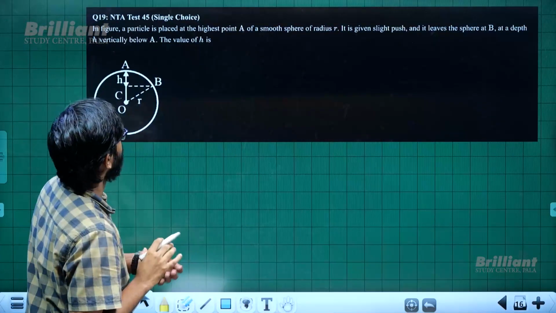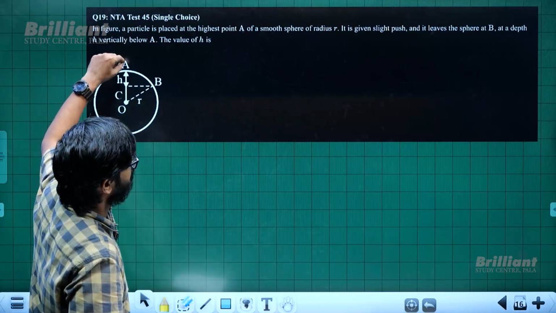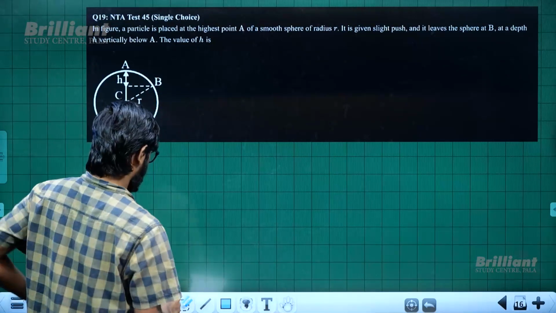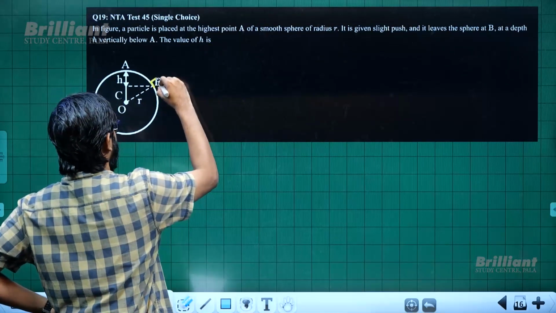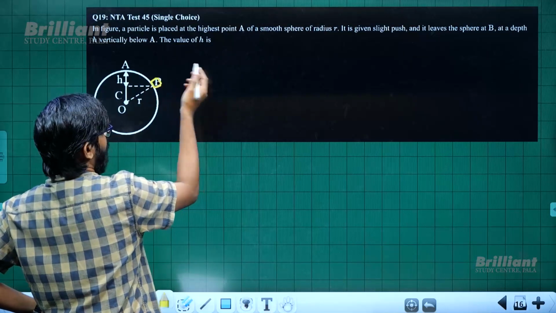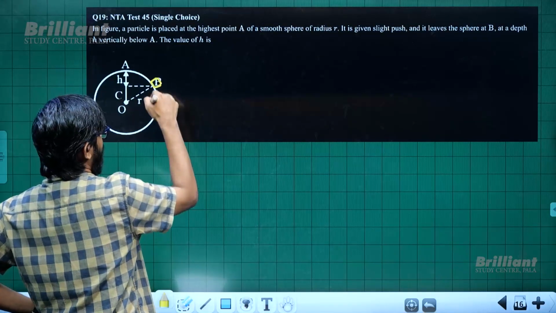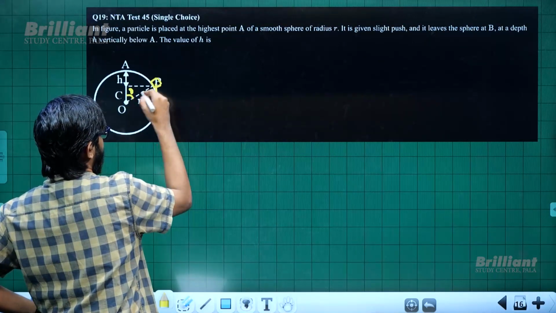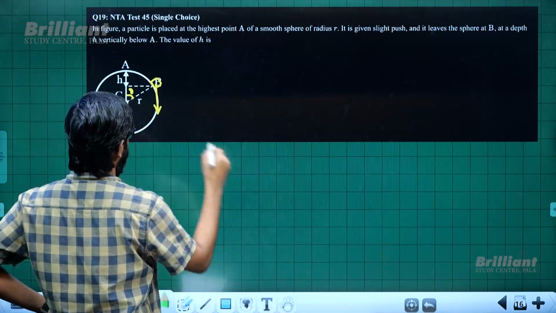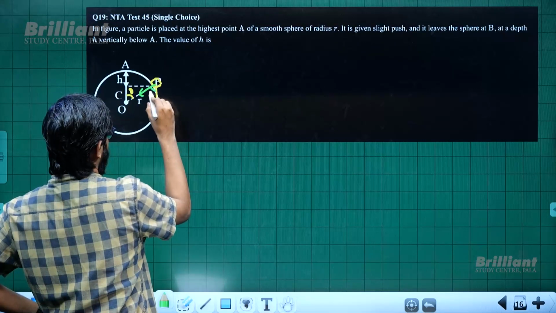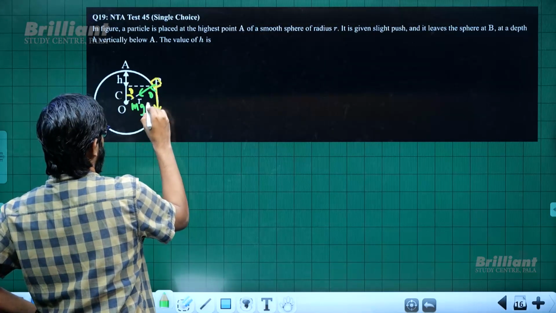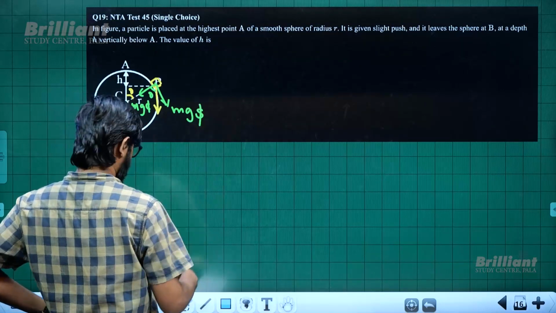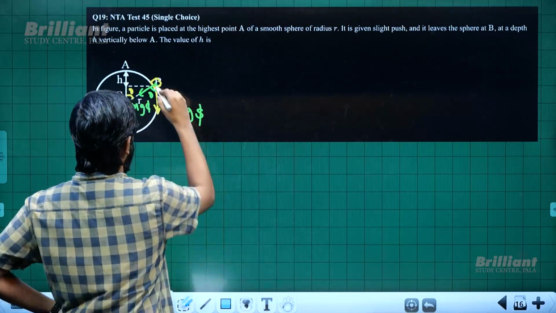In the figure, a particle is placed at the highest point on a smooth sphere of radius r. It is given a slight push, then it leaves the sphere at B. So what does it mean by leaving the sphere at B? The normal will become 0 at this instant. So weight will be there. Let me say this angle is theta. So the weight's component in this direction will turn out to be mg cos theta, the weight's component in this direction will turn out to be mg sin theta, and speed will be in this direction.